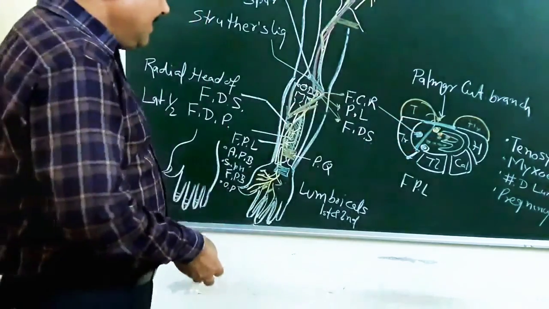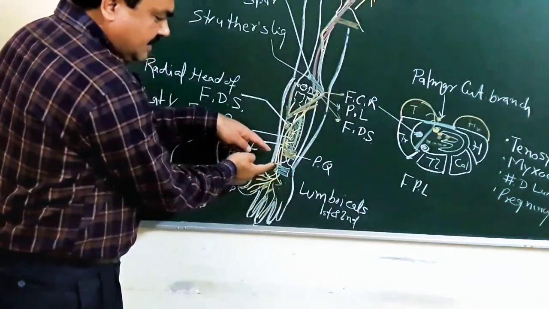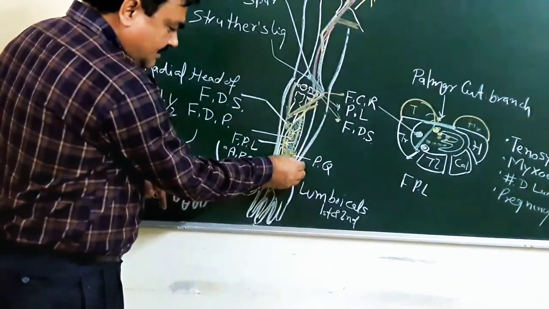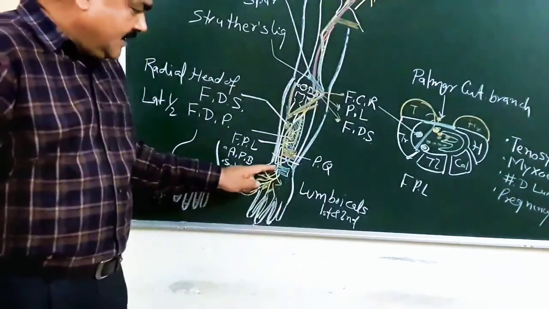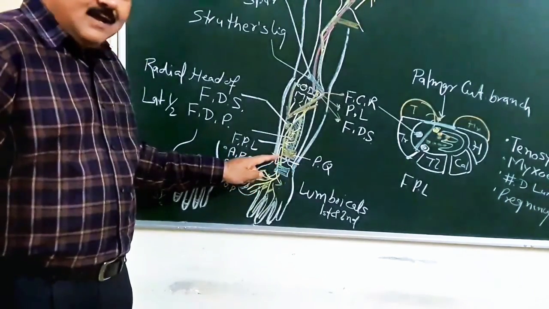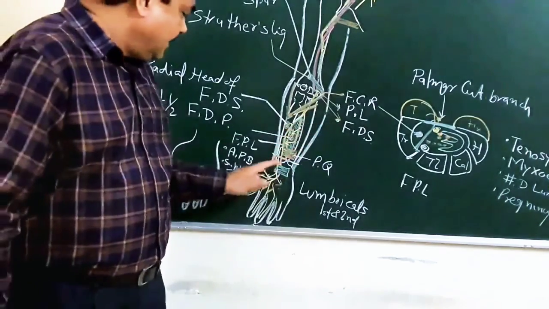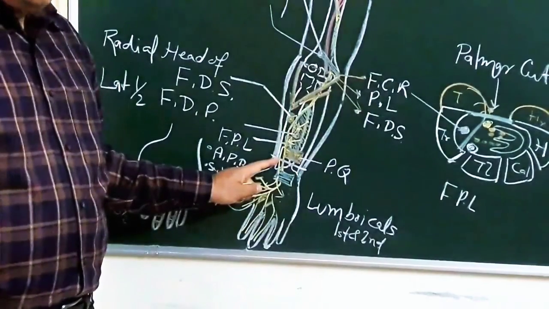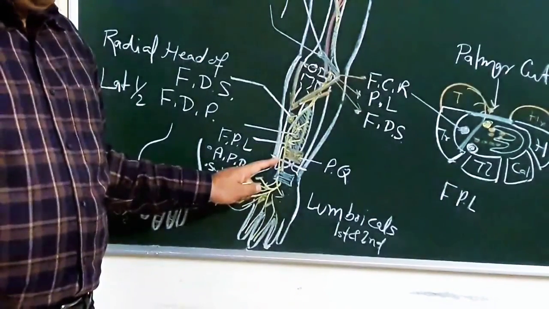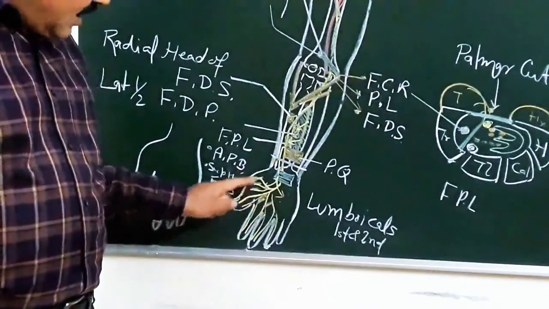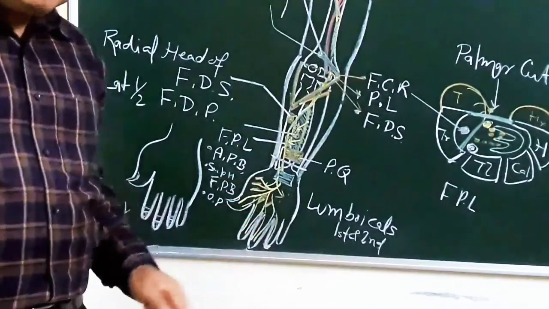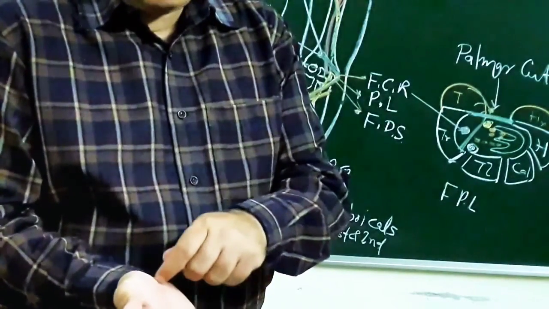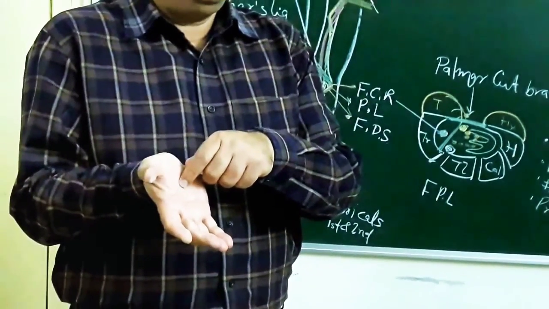Another thing, if there is a lesion just proximal to the flexor retinaculum, suppose the lesion is here, then what happens? There is this palmar cutaneous branch, which is also cut. Then in addition to all these, there is also loss of sensation over the skin of the thenar eminence and lateral 2/3 of the hollow of the palm.